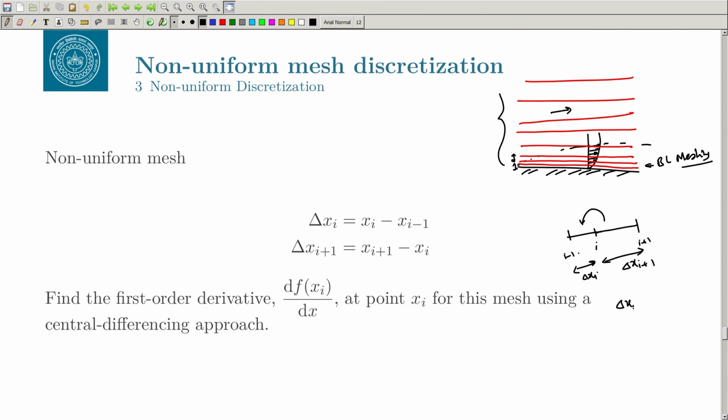So, delta x I is equal to x I minus x I minus 1, and delta x I plus 1 will be x I plus 1 minus x I. Okay. And the task is to find this gradient at point I. So, how do we do that? Okay. We will use our good old Taylor series approach. So, remember this I, I plus 1 and I minus 1. Okay. So, this is delta x I plus 1 and this is delta x I. Okay.